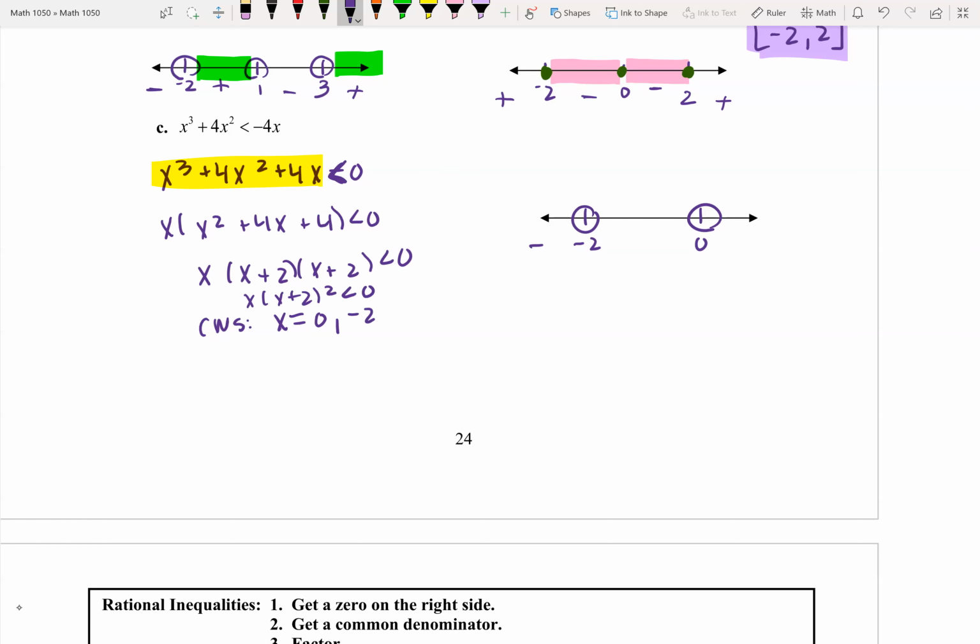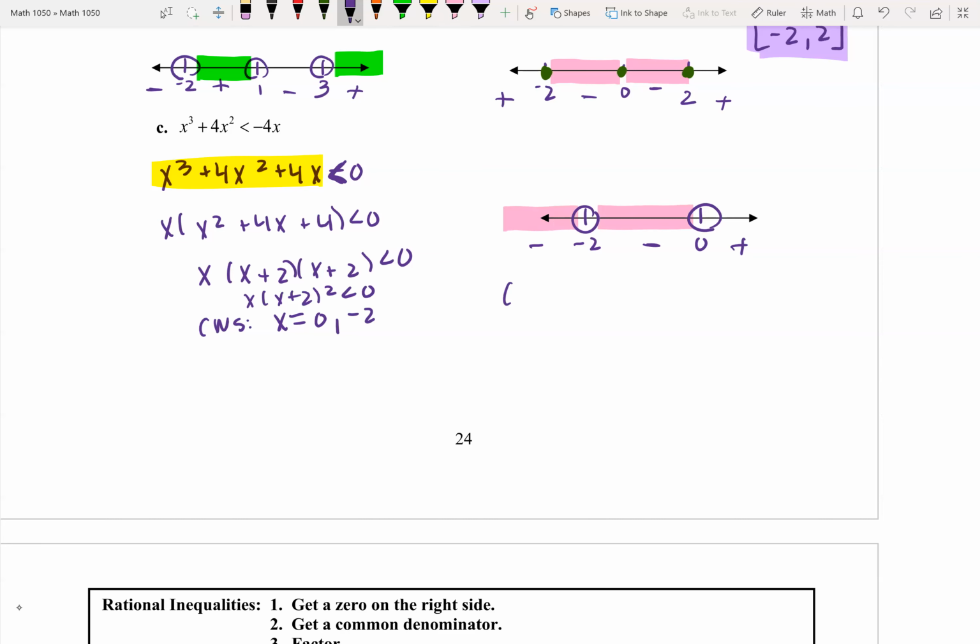Middle region, -1, store, enter, up, enter, I got a negative. To the right, 1, store, enter, up, enter, I got a positive. They want less than 0, which is negative, so it's here and here.